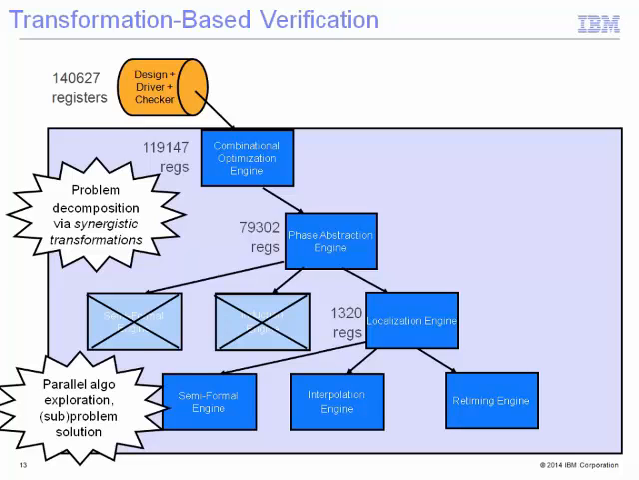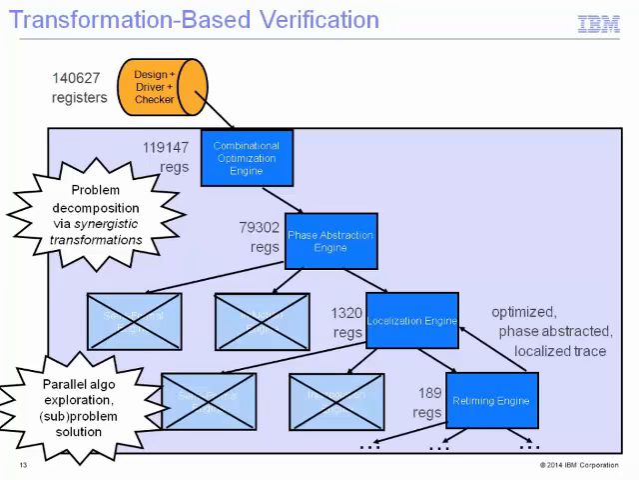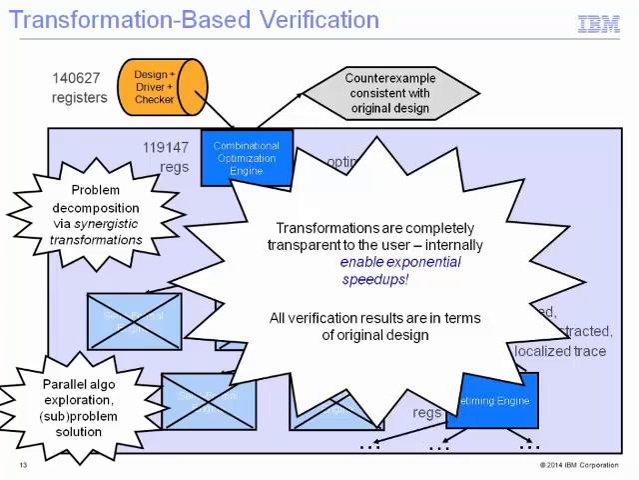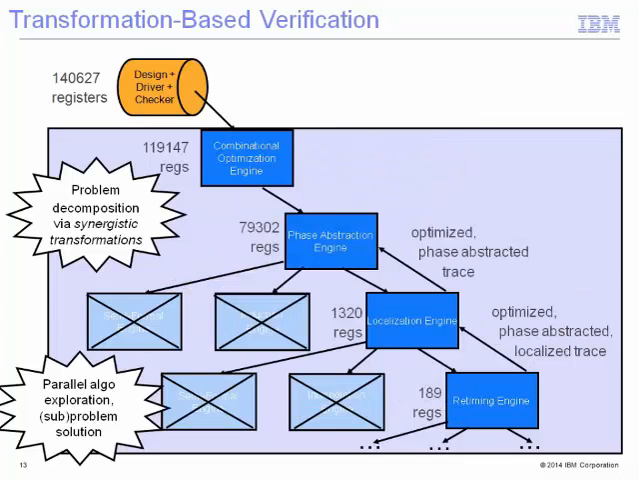If in any of these places we find a trace, we can always lift the trace until it can be represented only in the form of design signals. This way, these results are completely transparent to the user and also enable exponential speedups. Yes. This localization engine is the abstraction engine. I will brief on that on the next slide.